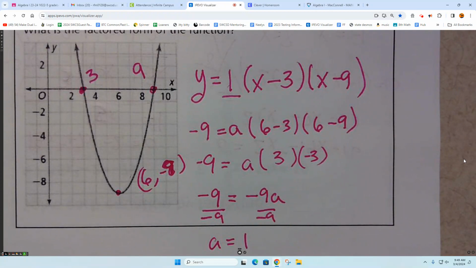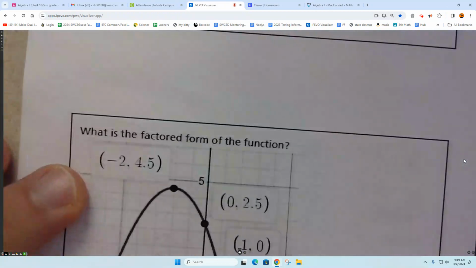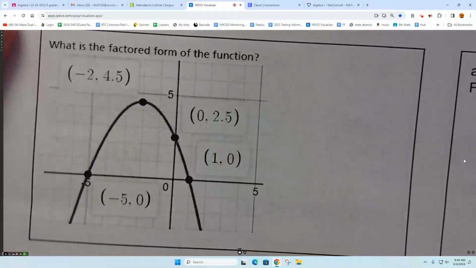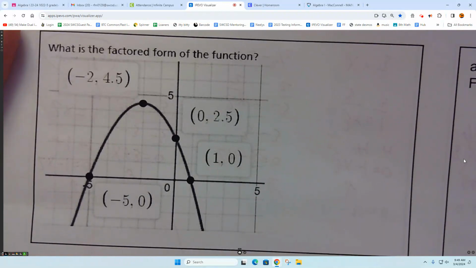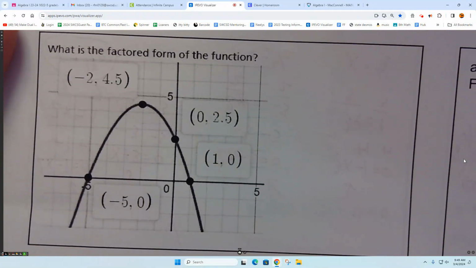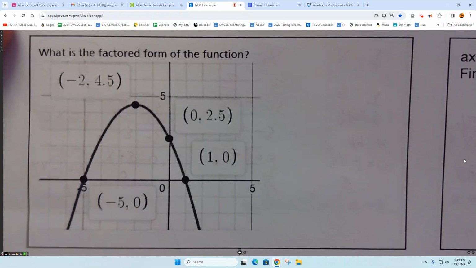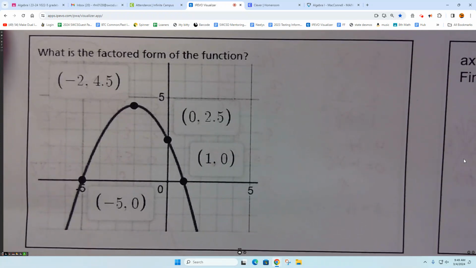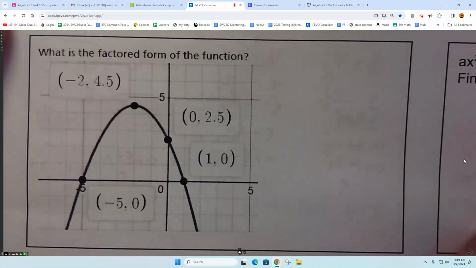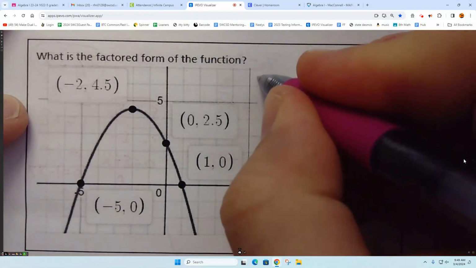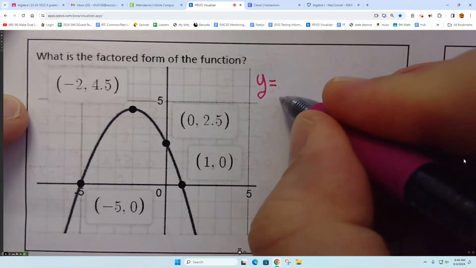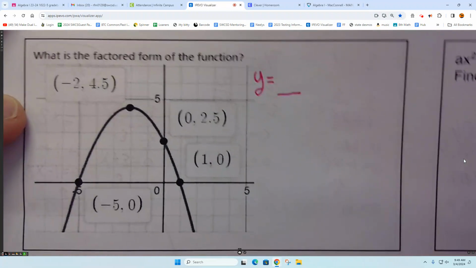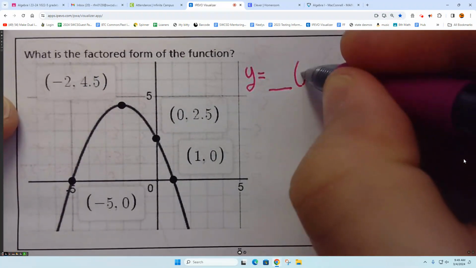I know this next one is not going to be 1. How do I immediately know? Because it's negative and a positive. Nope. How do I know it's not going to be 1? I'll give you a hint. How do I know it's not going to be a positive 1? Because it's going down. So I write on here, I know that my equation is y equals, I like to leave a blank here. That way when I'm done, I just fill it in. X.